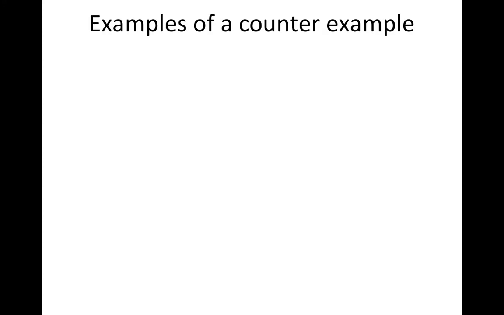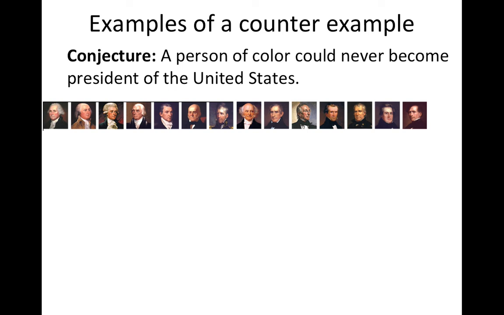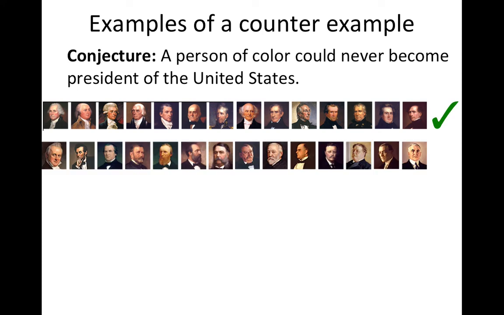So let's do an example of counterexamples. This first one has nothing to do with math, just the real world. What if I make a conjecture that says a person of color could never become president of the United States? Well, let me show you some evidence of that. Here are pictures of the first 14 presidents. Not a person of color among them. So, hey, look, my conjecture is looking pretty good so far. Next 14 presidents, again, nothing but white faces among them. A person of color could never become president. My conjecture is looking more and more accurate.